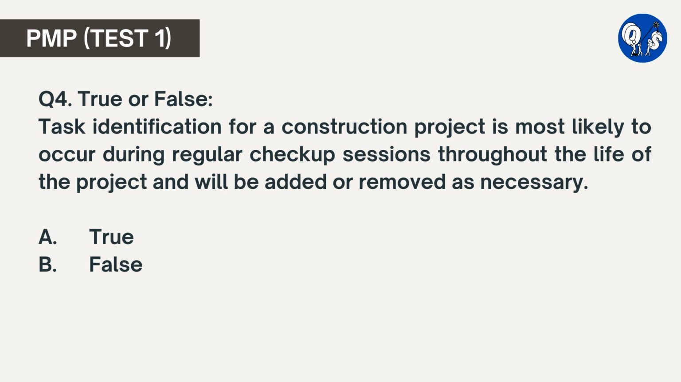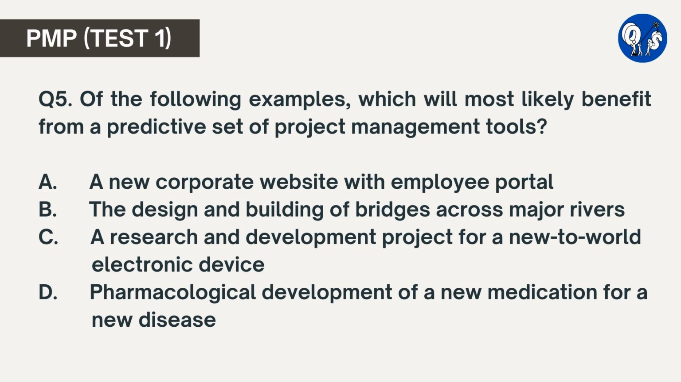True or false? Task identification for a construction project is more likely to occur during regular checkup sessions throughout the life of the project and will be added or removed as necessary. This statement is false. Most construction projects are predictive in nature because the cost of change is high. In this circumstance, the team will have identified the tasks well before execution starts, and even minor changes may have significant approvals required. Question number 5.